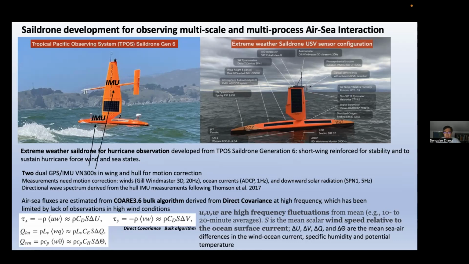The sail drones are equipped with 2 GPS-aided IMUs, one in the wing and one in the hull. The one in the wing is for the motion correction of high frequency 3D wind measurements, therefore allowing for a direct covariance wind stress calculation. The one in the hull is for the ADCP current measurements. The IMU data are also used to correct the downward solar radiation measurements and to derive the directional wave spectrum.